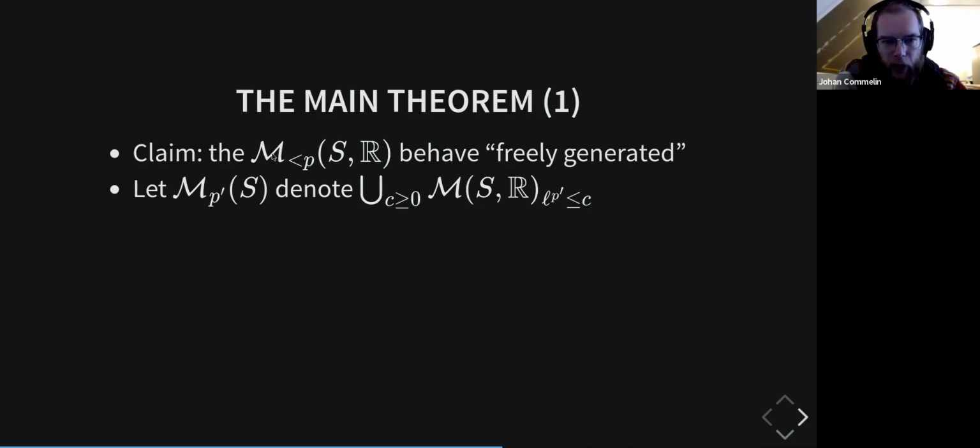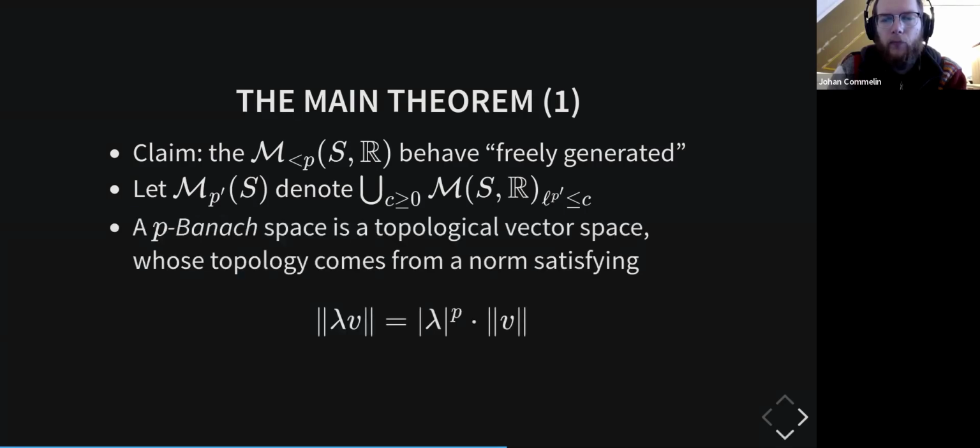So we had this space M_{<p}, and it was a union over all p prime less than p of these gadgets. And so I'm going to denote by M_{p'}(S) one of the terms in the big union over p prime. So it's going to be this union over all bounds C of the p' Radon measures with a bound less than C.